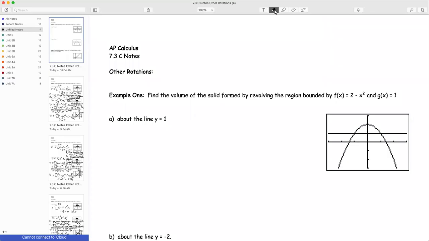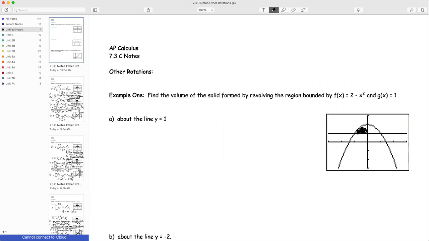So this is really an extension of what we have seen before. Example 1 says find the volume of the solid formed by revolving the region bounded by f of x is equal to 2 minus x squared and g of x is equal to 1 about the line y is equal to 1. So let me label a couple of things.